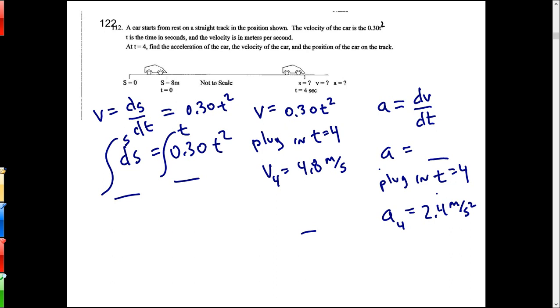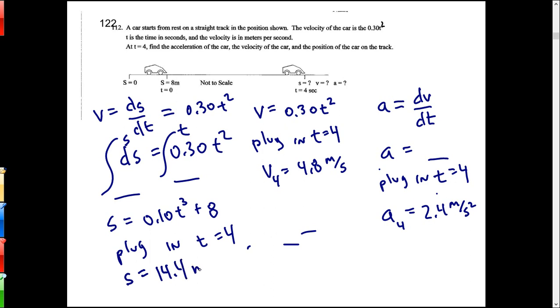And then when you go ahead and run that, you should get that S is equal to 0.10 t cubed plus 8, I think. And then plug in t equals 4. And you'll get that S is 14.4 meters. Okay. So that's just kind of using these basic calculus relationships.